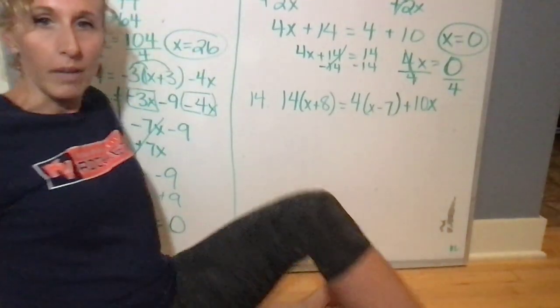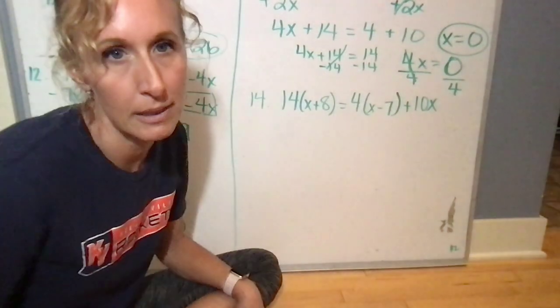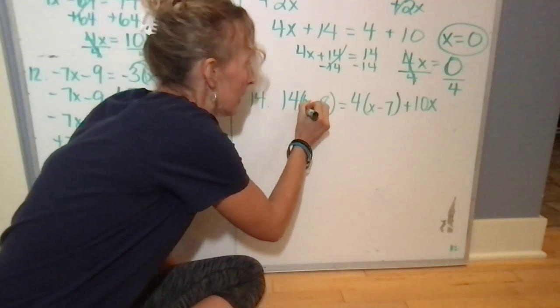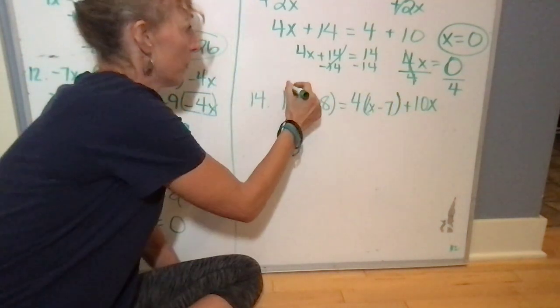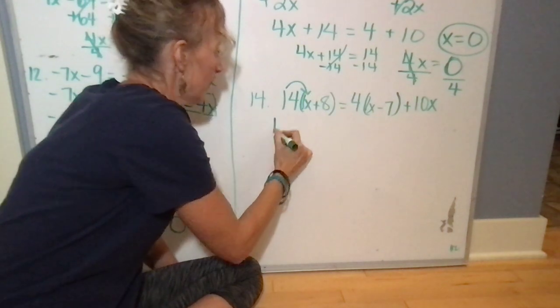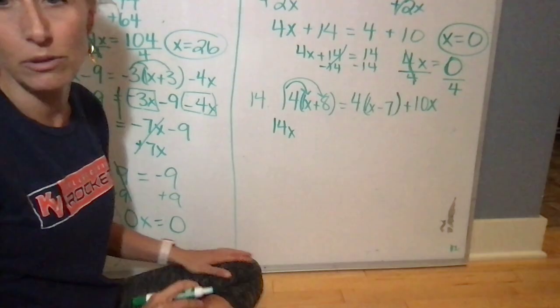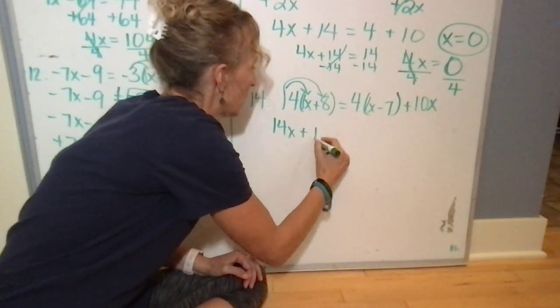Let's go. Okay, so again, multiple sets of parentheses here. So let's get rid of those first. Put the 1 in here and a 1 here. Let's go. 14 times 1x, that's 14x. 14 times positive 8, if you type that in, should be positive 112.